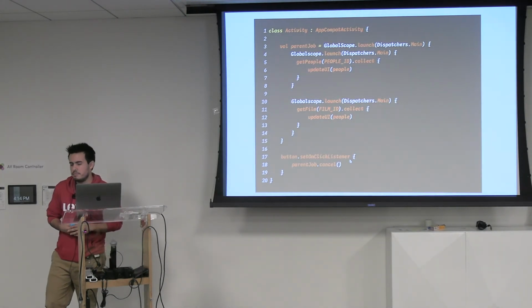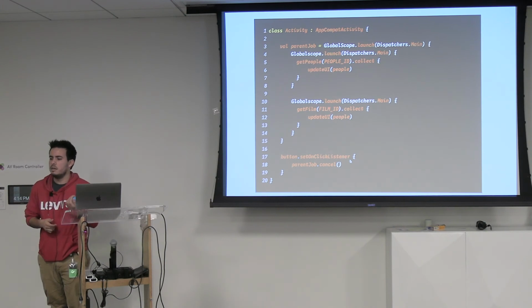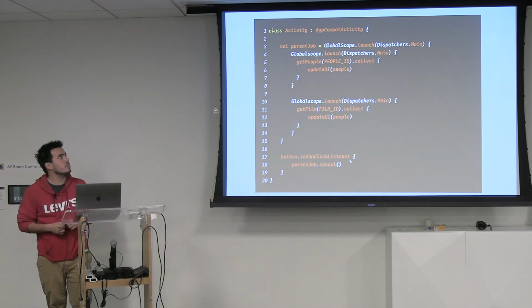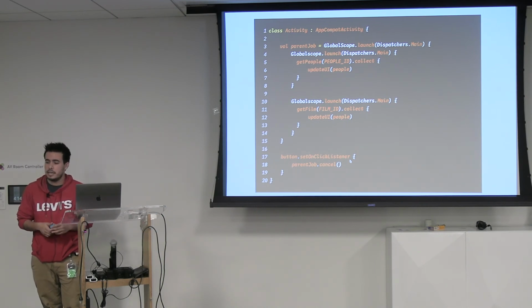For coroutines, we also have a job that you can just assign. You can open a big block of code with a parent job, a global launch, and just set the dispatcher you want to use, and then you can have several coroutines inside. Then when you want to cancel, you just cancel, and it's going to cancel all the children automatically. Okay.